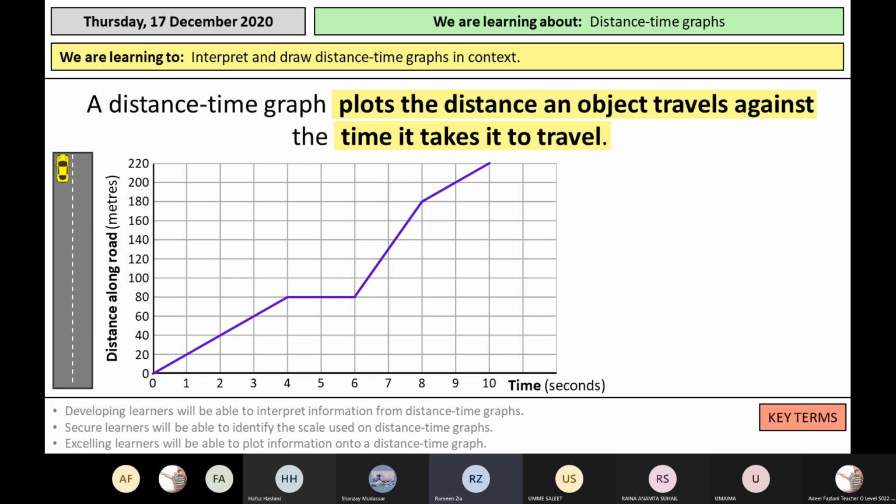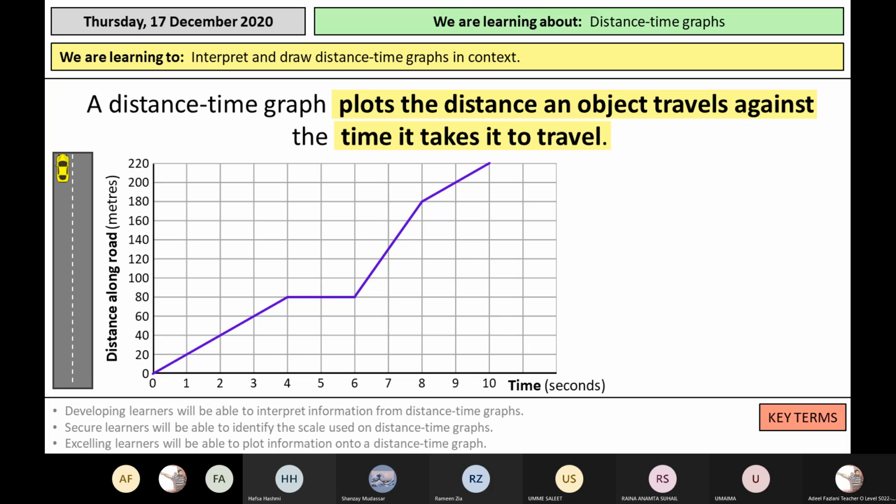Raina, you have already responded. Sir, from 0 to 4 seconds, the car was moving at a constant speed, and then it was at rest till 6 seconds. Then from 6 to 8 seconds, it was again at a constant speed, and then it decelerated, but at a constant speed again till 10 seconds. All right. Excellent, Ramin Zia.